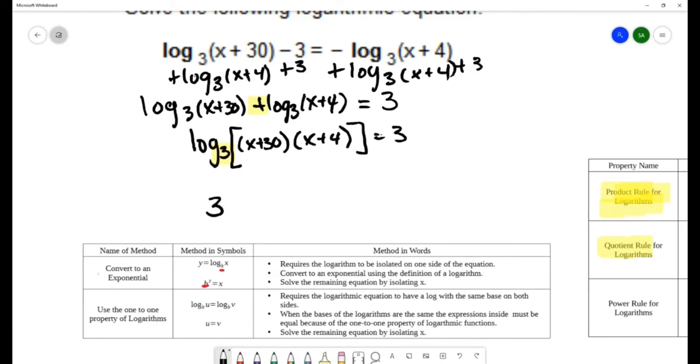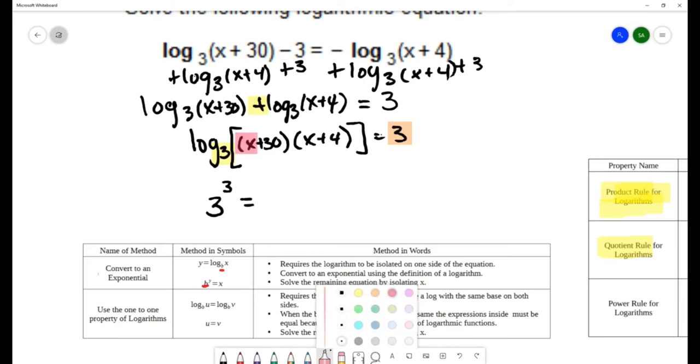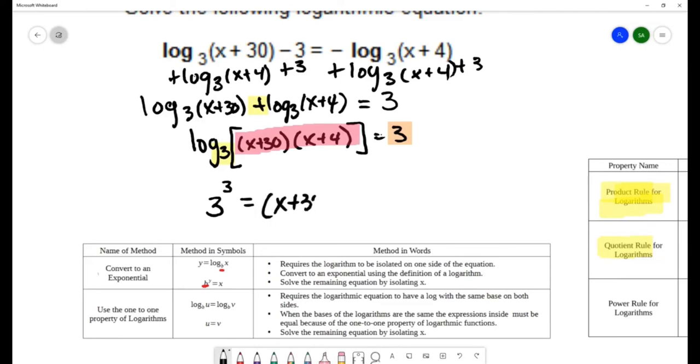Then the log always equals the exponent. So this log equals 3, and that becomes the exponent on our exponential expression. And this is going to equal the expression inside of our logarithm. So it's going to equal x plus 30 times x plus 4.